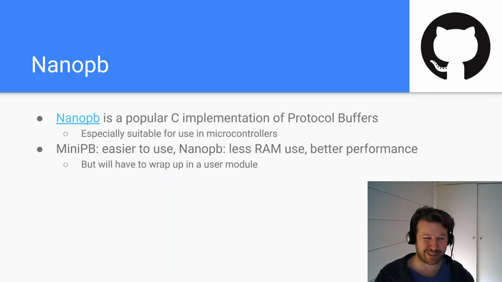It's almost certainly going to be slower. Nano PB is designed to be really low memory use and quite fast for micros. But of course, you'll need to wrap it in a user module, so it's a bit more work. So I'd start with Mini PB.